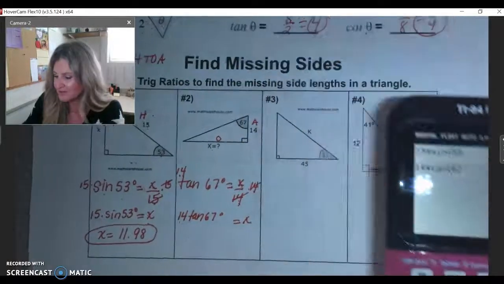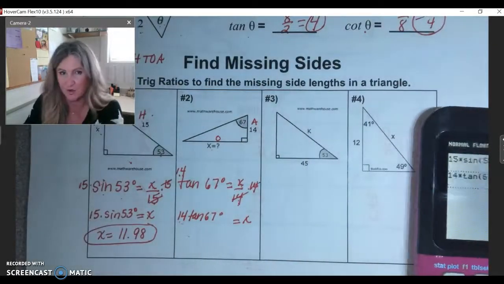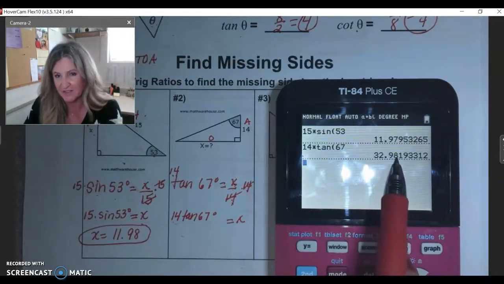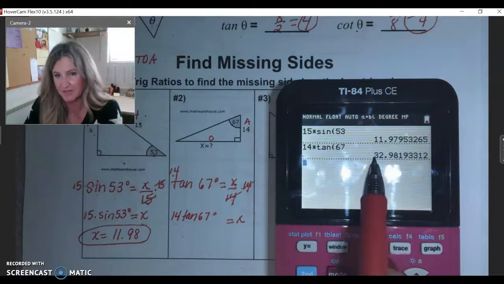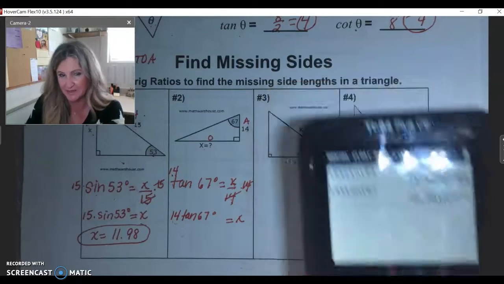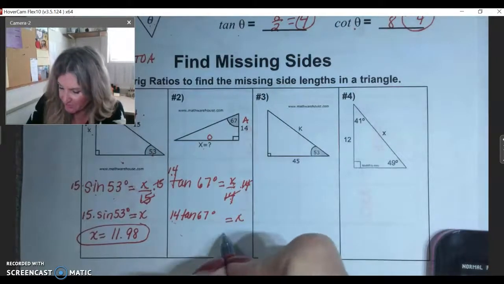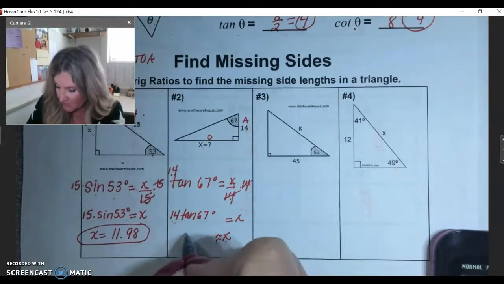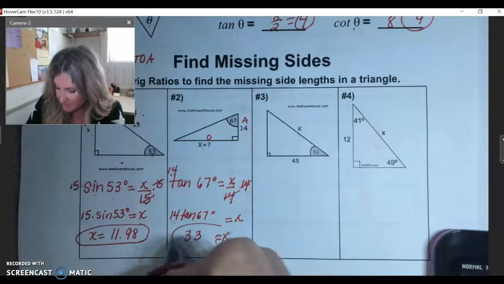Okay, and let's say our directions say to round to the nearest whole number. Well, if we rounded to the nearest whole number, the answer would be 33. If they tell us to round it to the nearest hundredths, it would be 32.98. Okay, we'll round it to the nearest whole number this time. So I use these little squiggles. X is about equal to 33.